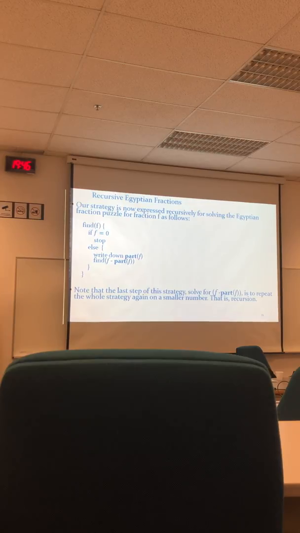You can see that there's one sub-problem here. In order to solve the original problem, find Egyptian fraction of f, we solve a smaller sub-problem: find f minus part f. F minus part f is a smaller value, so it is a smaller sub-problem. We solve the smaller sub-problem and use it to generate the solution for the whole problem. So this is the use of reduce and conquer algorithms.